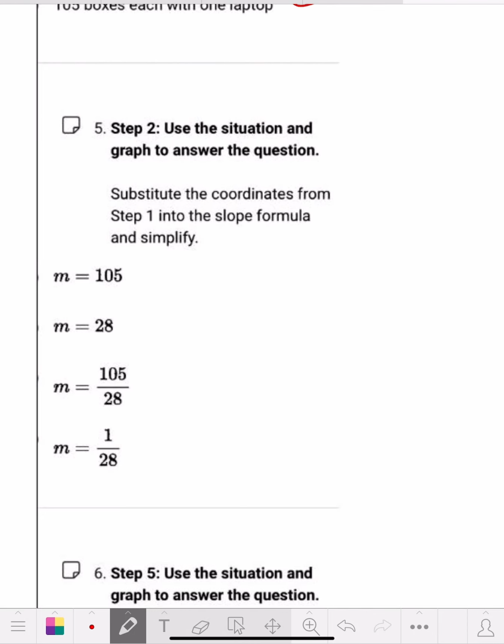Now, use the situation graph to answer the following questions. M is the slope. We already solved the slope. The slope is 28. So that was all there was there. We already solved that. So sometimes they repeat the things.